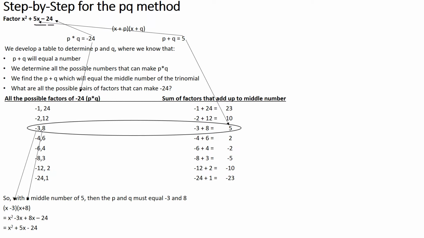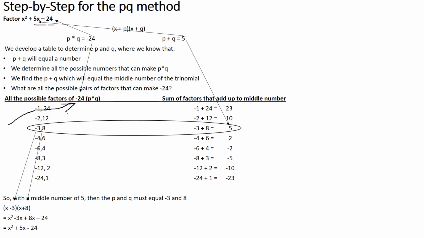So what I do is I create a table. What are all the possible factors that can create negative 24? And the truth is, you don't have to go through every one of them. You go until you figure out what number the p plus q equals, the number you're looking for. So I'm looking for negative 24 and 5. All the factors would be negative 1 times 24, negative 2 times 12 equals negative 24, negative 3 times 8, negative 4 times 6, negative 6 times 4, negative 8 times 3, negative 12 times 2, negative 24 times 1. And then I take those factors and I add them up on the right side here.